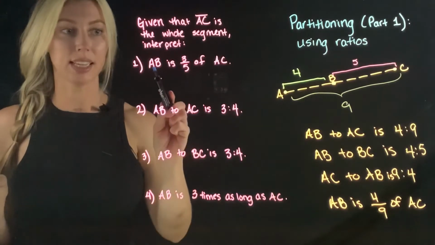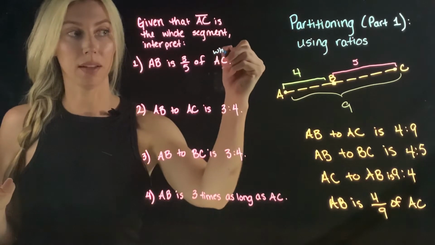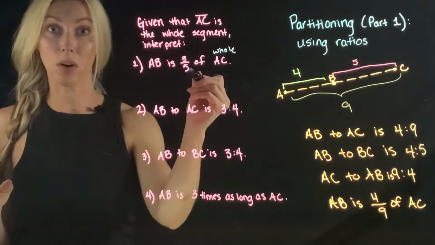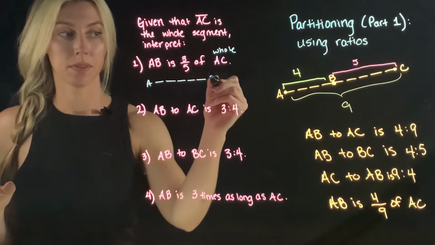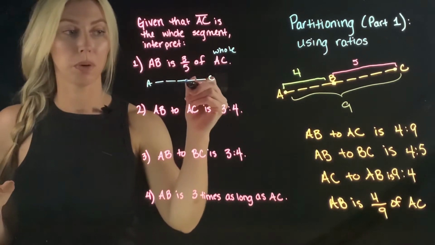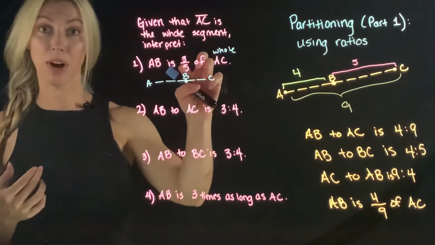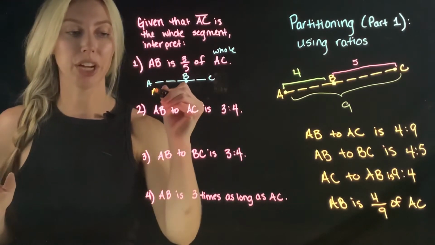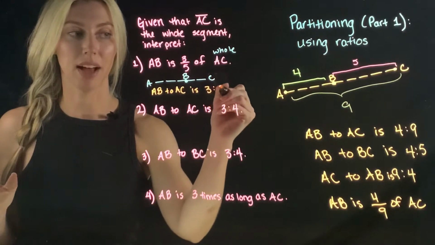So if I look at this one, it says AB is 3/5 of AC. Now we know that AC is the whole thing. And so if this number on the bottom is the denominator, that's going to be that whole thing. So from A to C is 5 sections. And A to B is only 3 of those sections, the numerator. So you could put B right here. And if I asked you to write this instead of as a fraction, as a ratio, you could say that the ratio of AB to AC is 3 to 5.